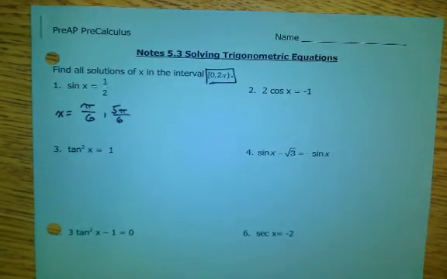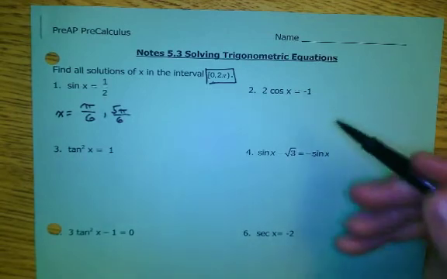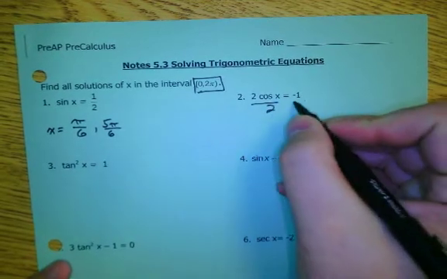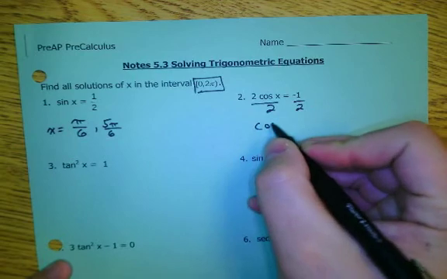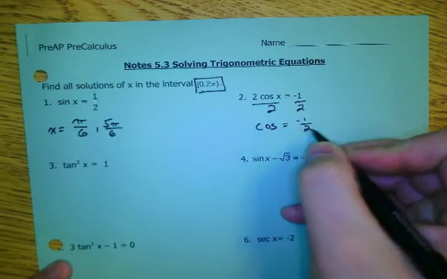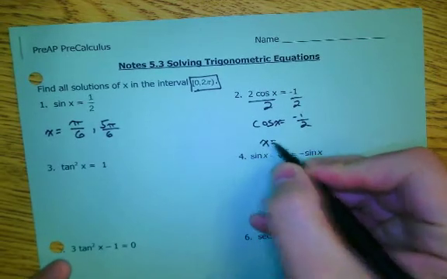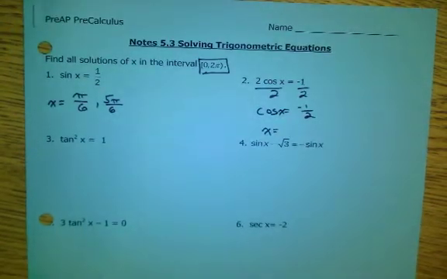Number 2, if it comes to you, just let me know. Number 2, you want to get this cosine function by itself. It's almost by itself, but it's not, so what do I need to do? Divide by 2. So, when does cosine equal negative 1/2 in 2 spots? It's negative in what 2 quadrants? 2 and 3. But we can't use 3, so we stop.